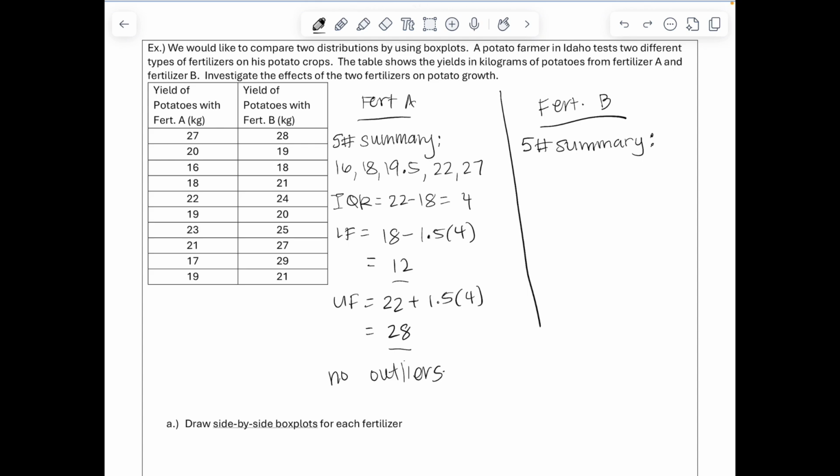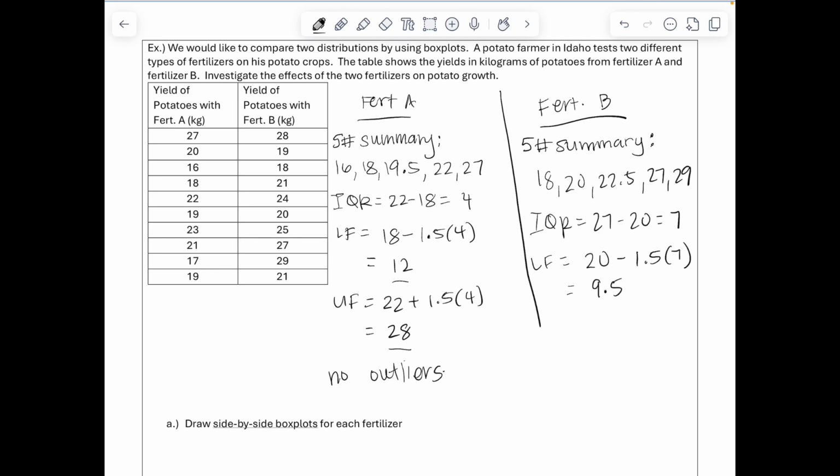From the calculator, we get a 5-number summary for fertilizer B of 18, 20, 22.5, 27, and 29. From here, we can calculate our IQR, which is going to be 27 minus 20, or 7. And then we need to calculate our lower fence and our upper fence. So lower fence is going to be Q1 minus 1.5 times our IQR, which was 7. Working this out on our calculator, we get 9.5. For our upper fence, we have 27, or Q3, plus 1.5 times our IQR. And working this out, we get 37.5. So no values for fertilizer B are smaller than our lower fence or greater than our upper fence. So again, this means that we have no outliers for fertilizer B.